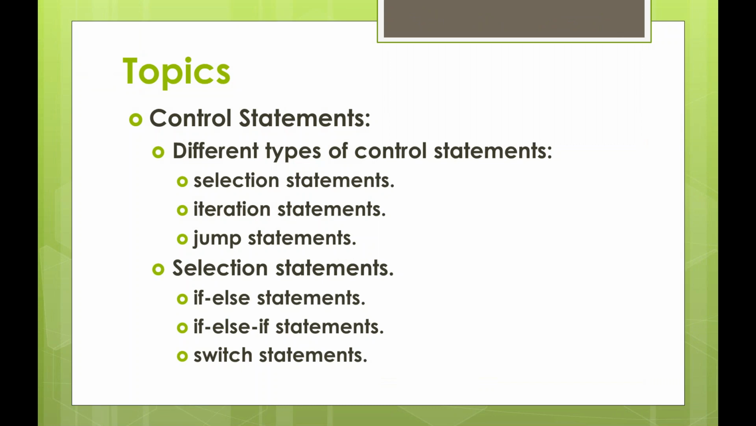Okay. So what we will see today is different types of control statements, like selection, iteration, and jump statements. And mostly we will concentrate on selection statements today, that is if-else, if statement, and switch statements. And then finally, what are the differences between if-else and switch statements?